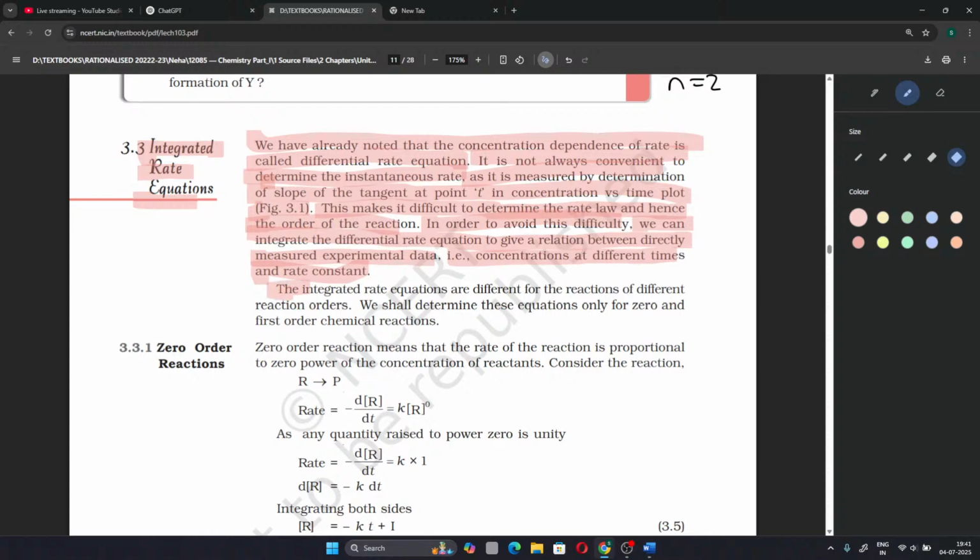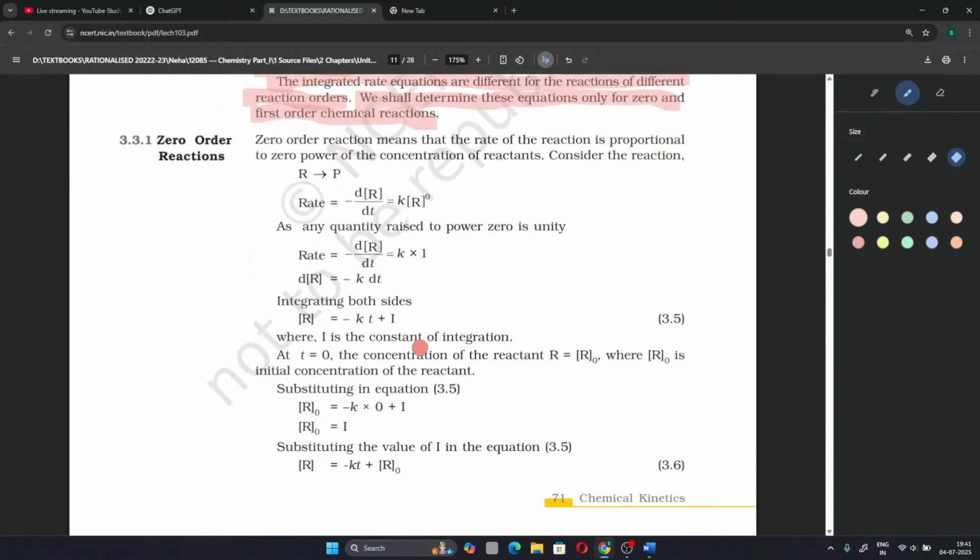The integrated rate equations are different for reactions of different reaction order. We shall determine these equations for only zero and first order chemical reactions. Now let's see the zero order reaction. Let's find the integrated rate law for the zero order reaction. Zero order reaction means that the rate of the reaction is proportional to the zero power of the concentration.